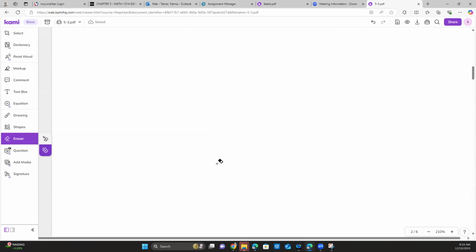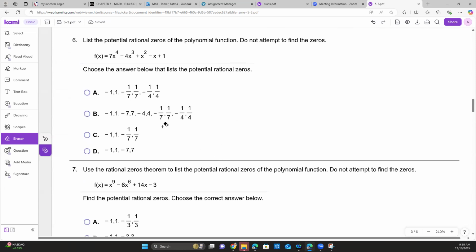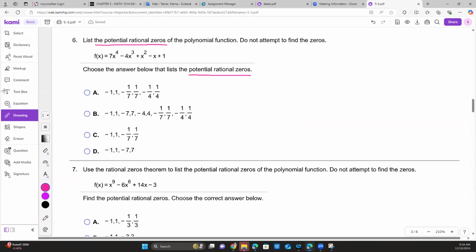When we scroll down to question 6, this now talks about a different objective for this section 5.3. How do we find the potential rational zeros for any polynomial function? So we're not going to find the actual zeros, we're going to find the possible rational zeros. To decide the list of possible rational zeros, we will always look at the first number, the last number, the constant. The constant in this case is 1.